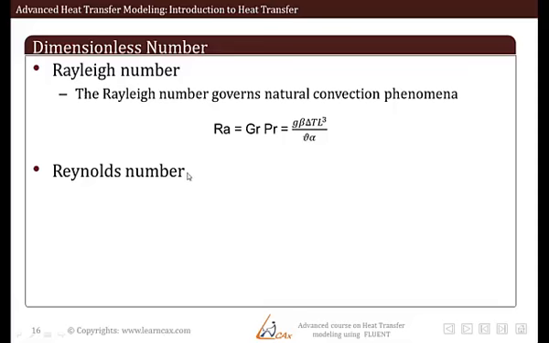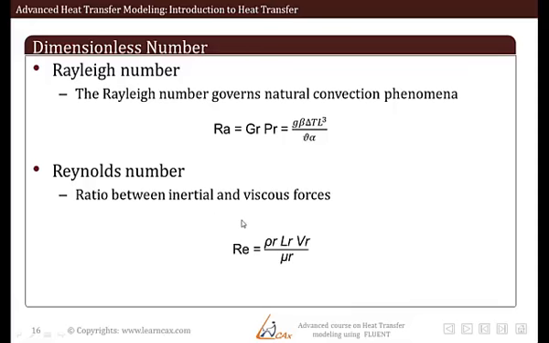The next number of critical importance is the Reynolds number, which is the ratio between inertial force and viscous force, and it is given by this particular ratio, which is rho VL by mu.